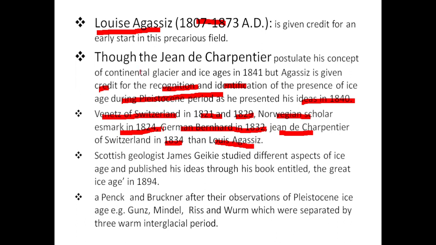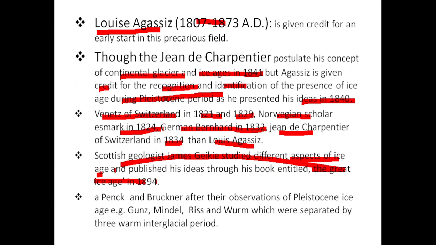Jean de Charpentier postulated his concept of continental glaciers and ice age in 1841. James Geikie, a Scottish geologist, studied different aspects of the ice age and published his ideas in his book The Great Ice Age in 1894.